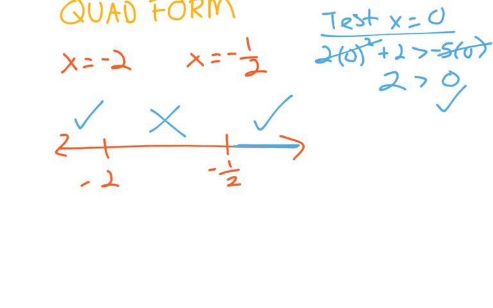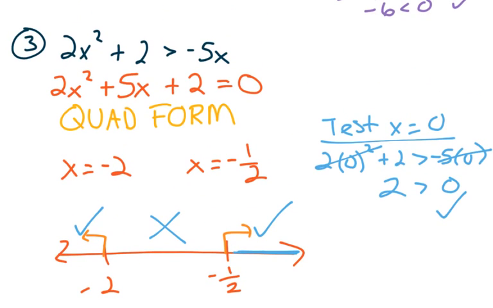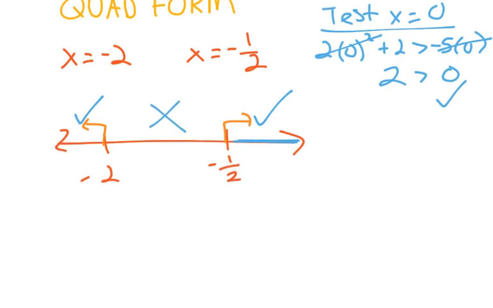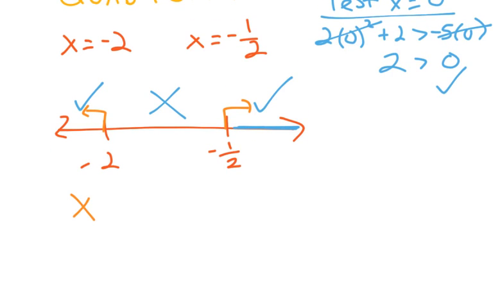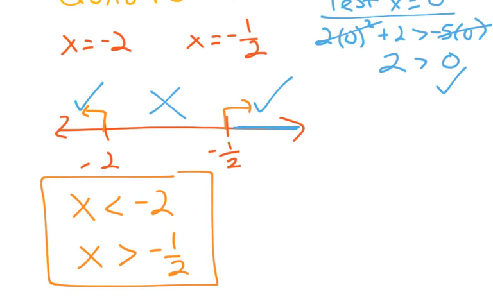Okay, so when we write our solution, this is actually going to be pretty darn easy. I need to go to the right of negative 1/2, to the left of negative 2. My inequality sign is not going to have the or equal to part because it doesn't have it in my original inequality. So I'm going to have x is less than negative 2, and x is greater than negative 1/2. That would be your solution for problem number 3.